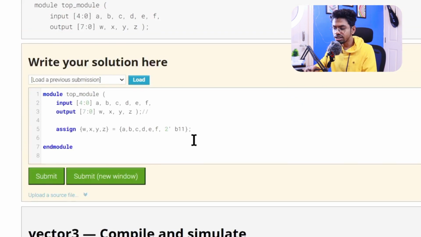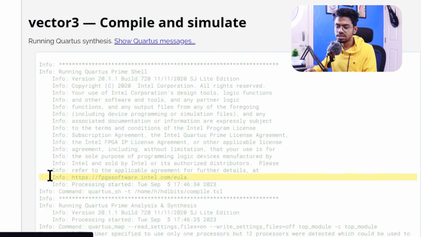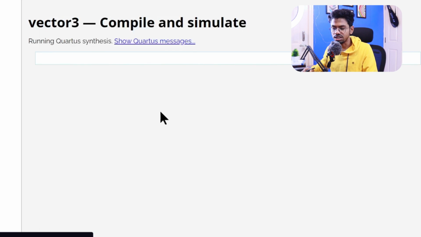So here what is happening is that space is not allowed in what I am giving here. With this space, they are thinking it's some different thing, so space is not allowed. So after this, let's submit, and I hope this time we'll get a success message.